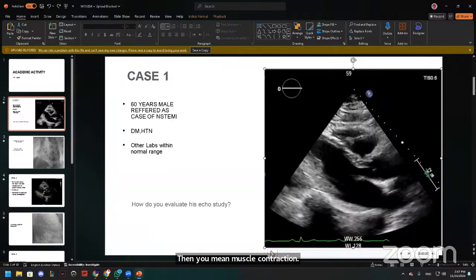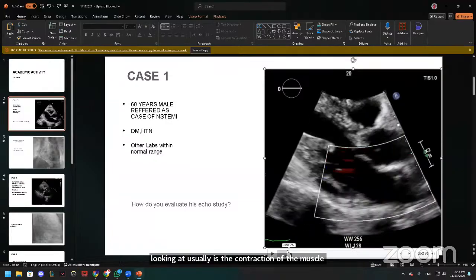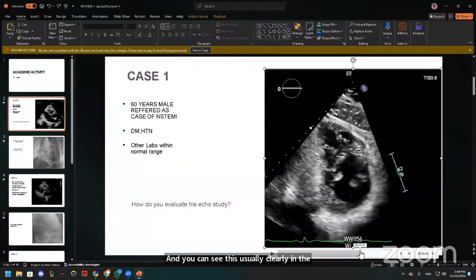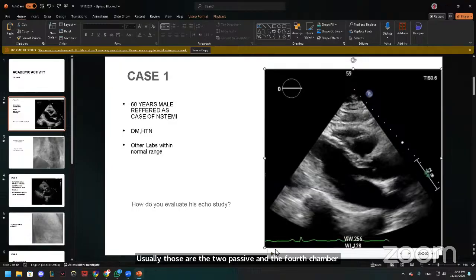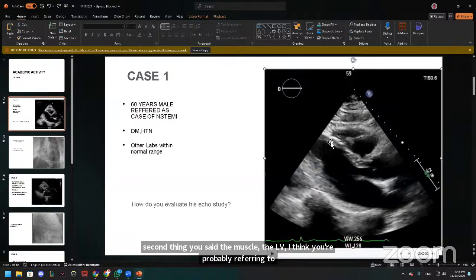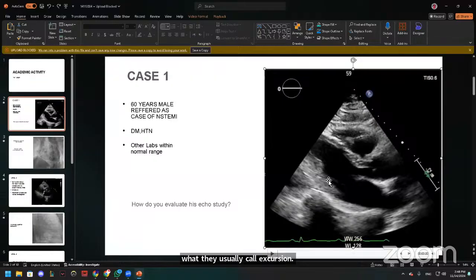So the first thing that you would be looking at usually is the contraction of the muscle. And you can see this usually clearly in the long parasternal or the short parasternal. Usually those are the two best views, and the four-chamber, of course. The second thing you said, the LV dilatation, I think you're probably referring to what they usually call excursion. So the movement of the walls to each other. And you assess the volume of the LV in diastole versus systole.